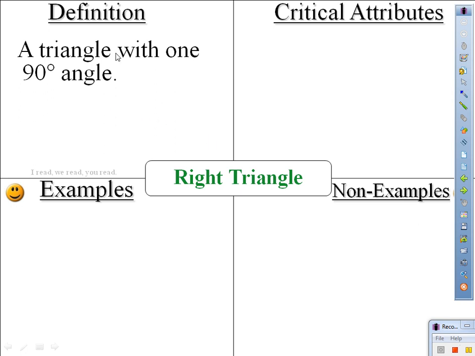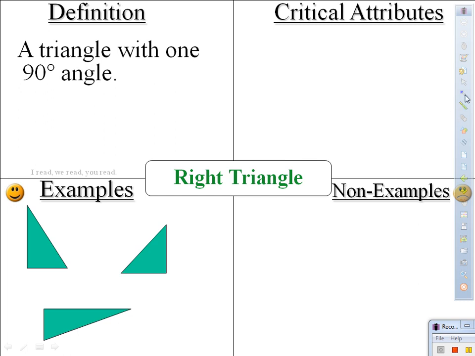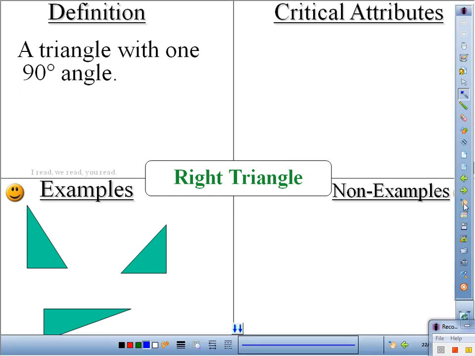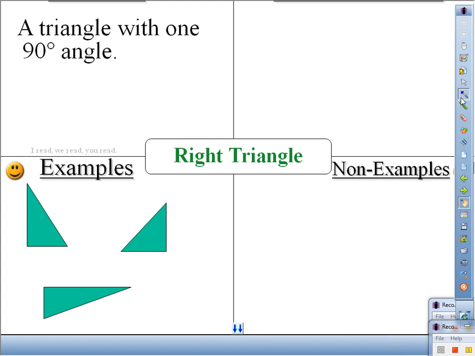What is a right triangle? A triangle with one 90-degree angle. What does it look like? Like these. I'm going to identify on each one of those the 90-degree angle. This one has it right here, this one has it right there, and this one has it right there.